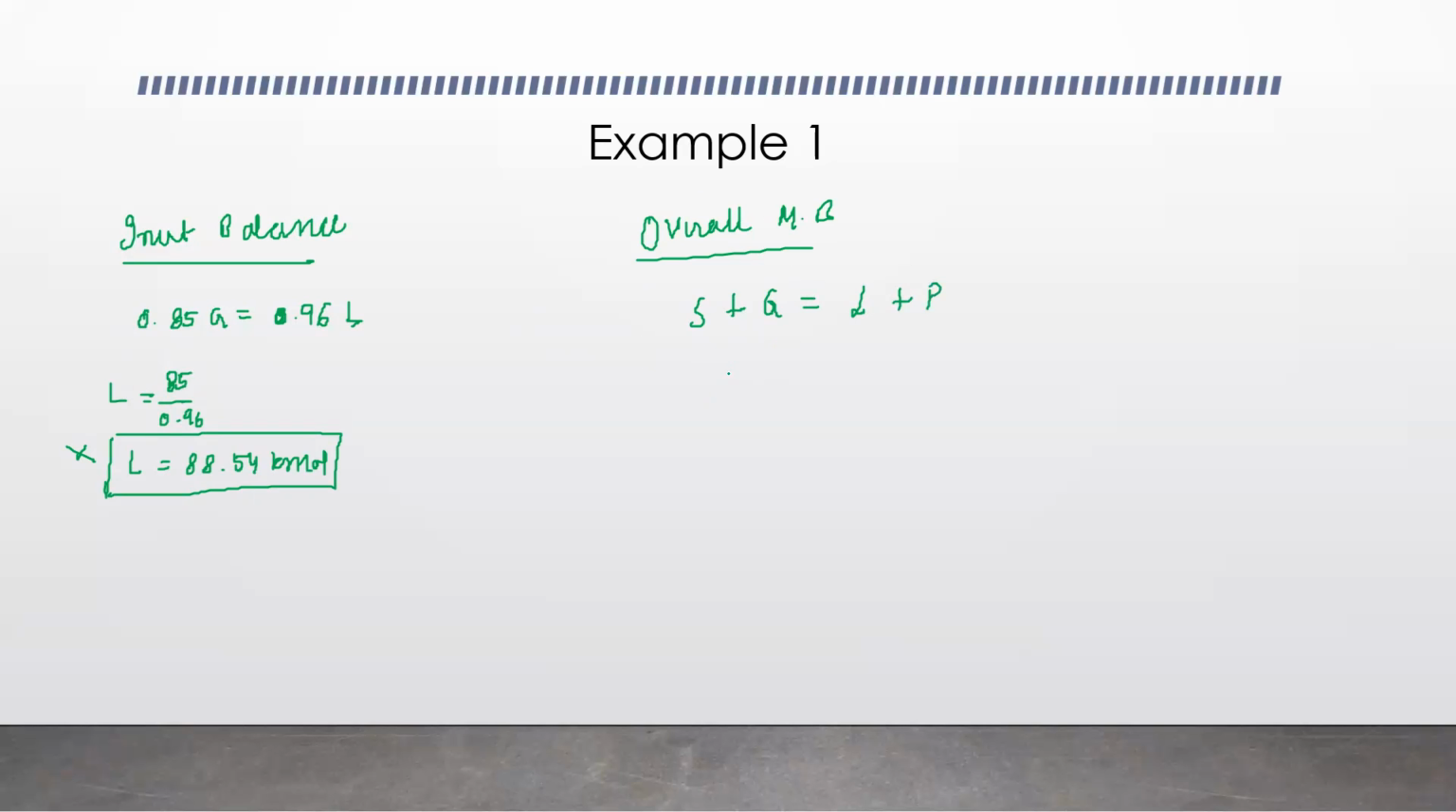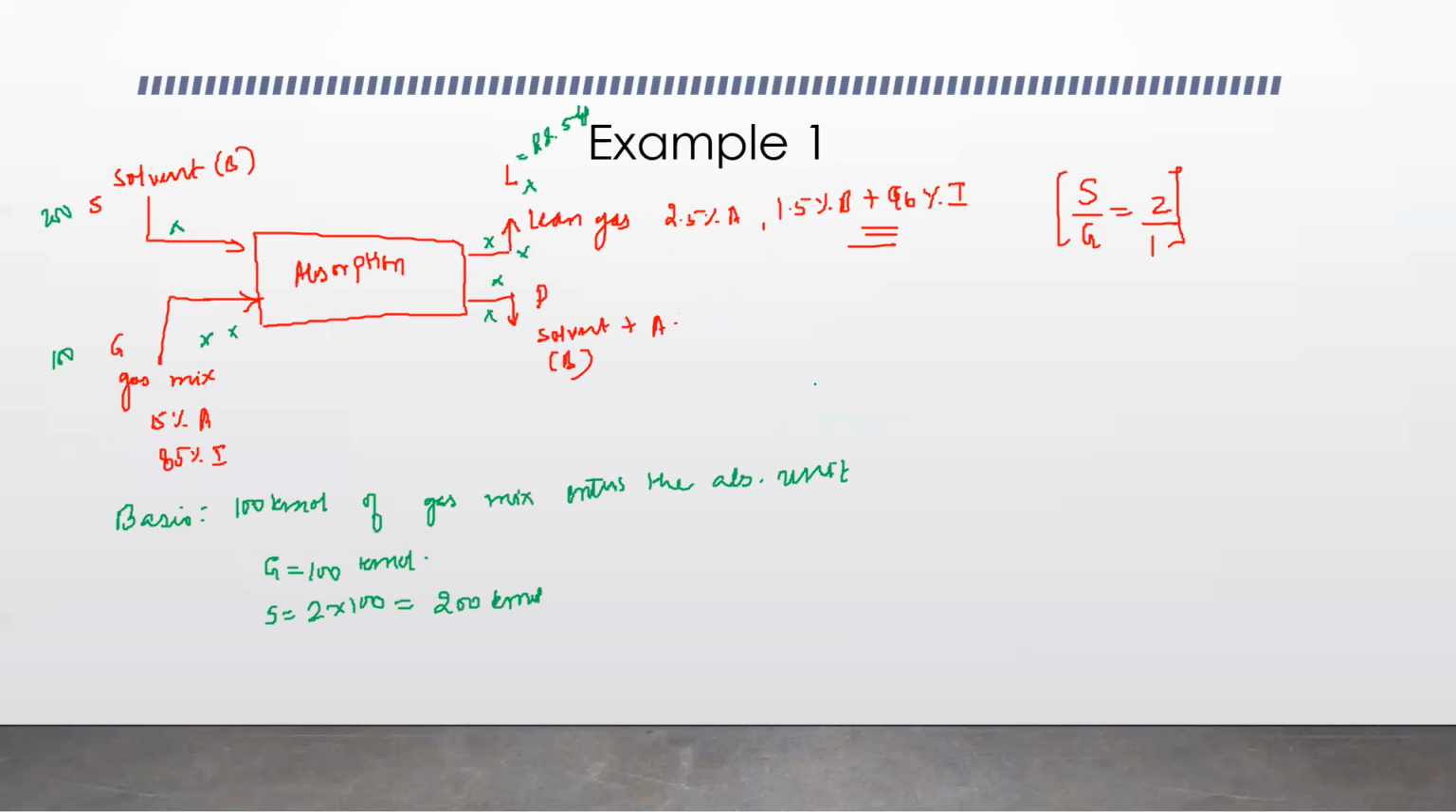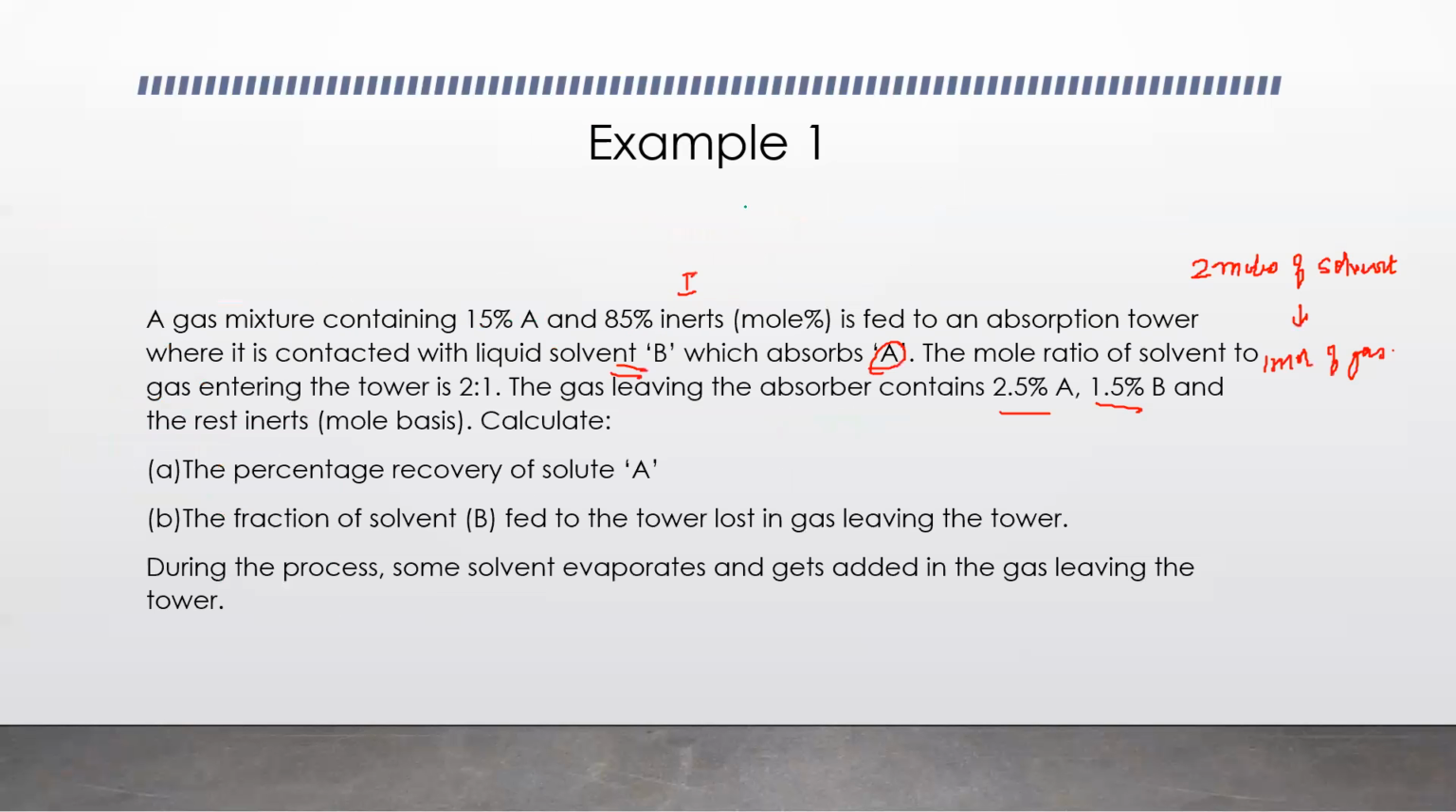So 300 minus 88.54 is P. So from here you'll get P as 211.46 kilomole. So we have found P as well, that is 211.46 kilomole. Now we have almost completed the block diagram, so let's go back.